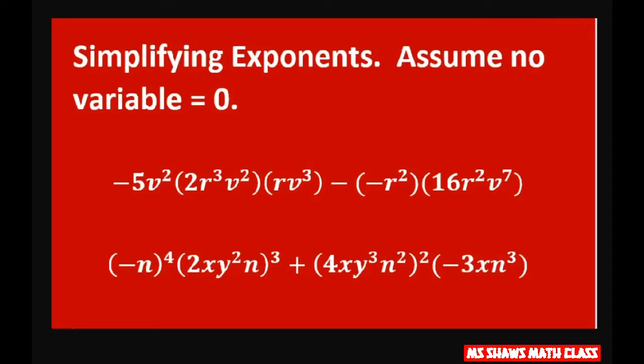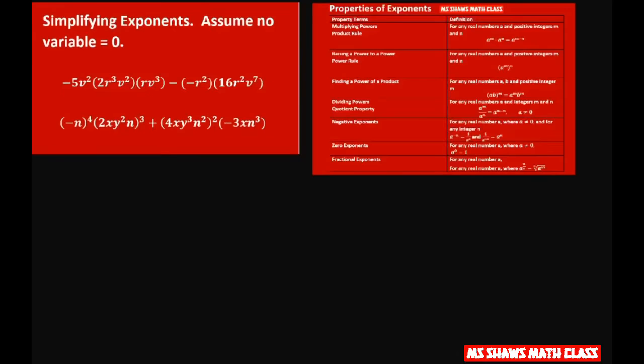Hey everyone, we're going to simplify exponents assuming no variable is 0. We have two problems here. So I'm going to do the first one. And since there's no power properties on this first one, I'm just going to take each part of these separately, then add them together. So for this first part, I'm just going to combine everything.